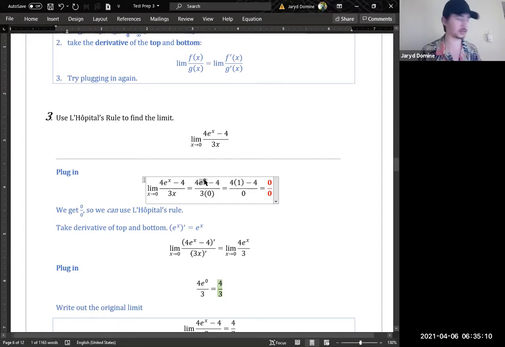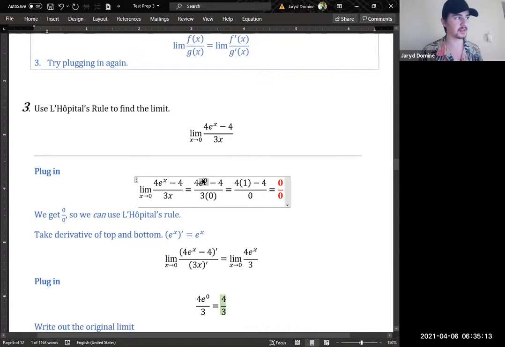Now one thing that's important to know, anything to the 0 power is 1. So x to the 0, that's 1. E to the 0, that's 1. 2 to the 0, that's 1. So I'm going to get a 1 here. So I'll have 4 minus 4 on top and a 0 on the bottom. So I get 0 over 0. All right, the point is if I try plugging in my number that I'm approaching, I get 0 over 0. And that lets us do L'Hopital's rule.